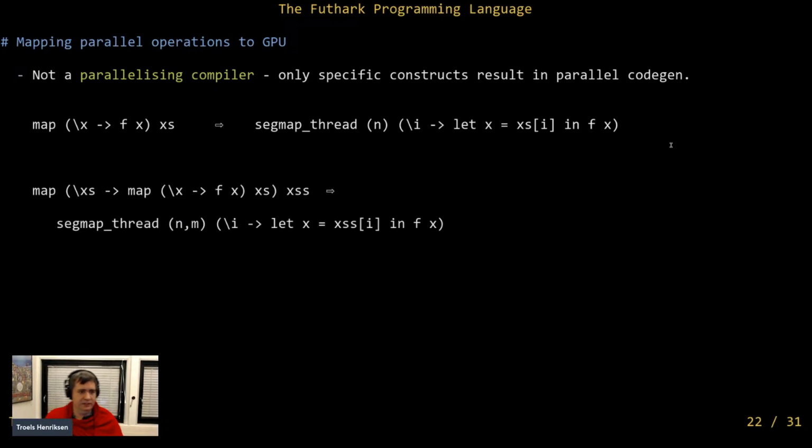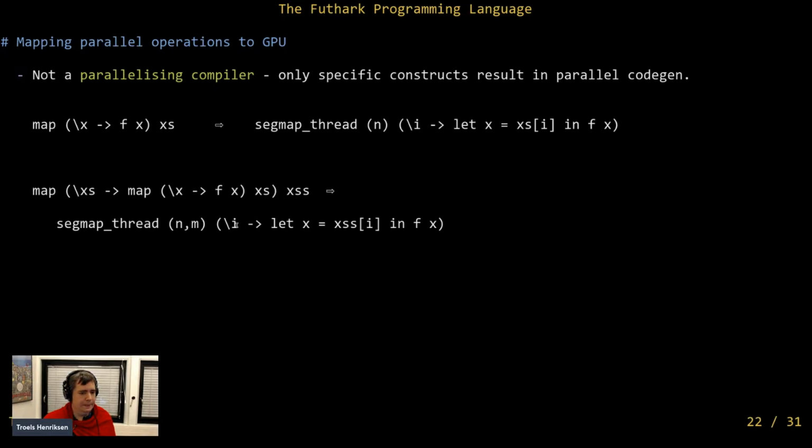That's a simple case. Now, if you nest maps, then what do you do? If you have perfectly nested maps, and by perfectly nested, I mean that we are taking a two-dimensional array, XSS. We are mapping, we get back an XS, that's a row, and we just immediately map that row again. So we have a stack of maps, and then here we're doing something with the elements. Then that turns into a two-dimensional segmap thread, which we write like this. And if XSS has shape n by m, then we will need n by m threads.